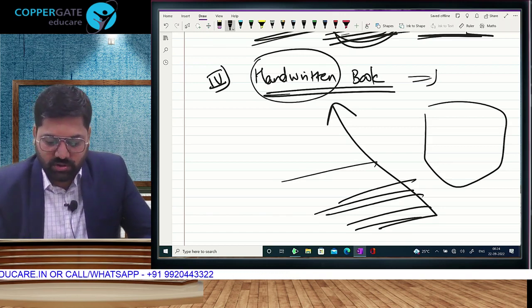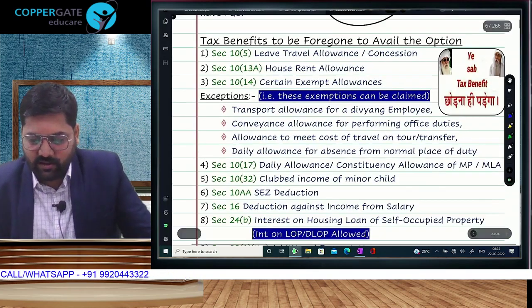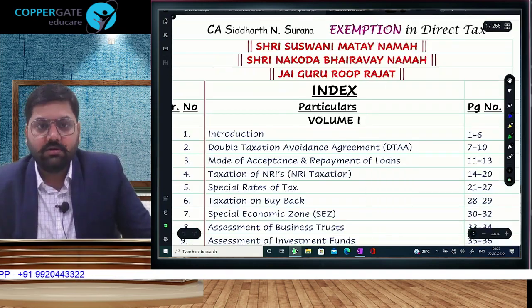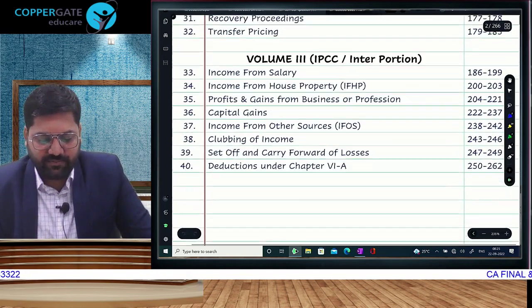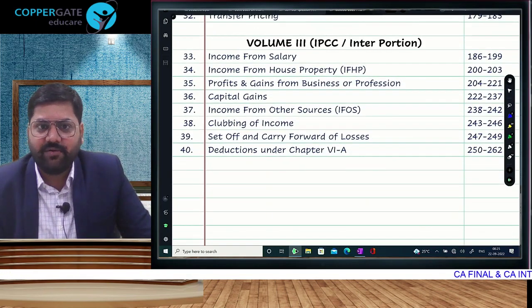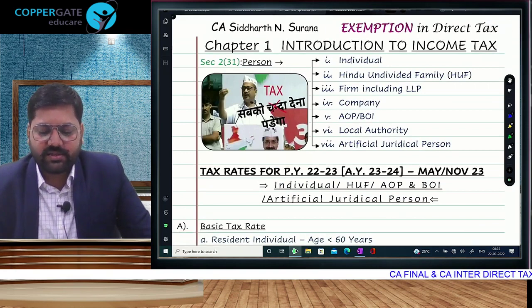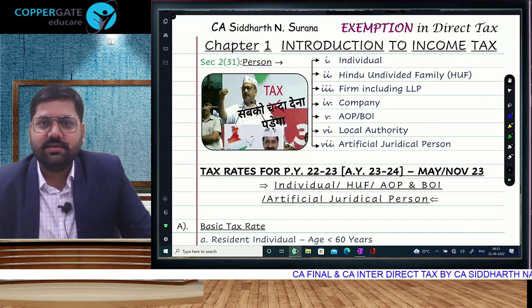Let me just throw a little small glance on that book. This is the handwritten book that I am talking about. Can you see the screen? Can you see the book? This is the book that I am talking about. Jaise these are the 40 chapters in the book and 3 chapters you have to do from study material. Ye hai, for example, in the introduction class, what is a person, who has to pay tax, something like that. Are you able to see the meme?